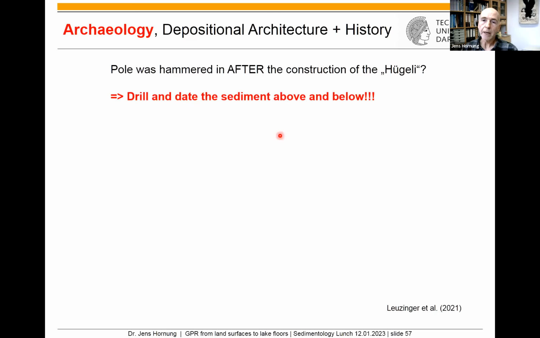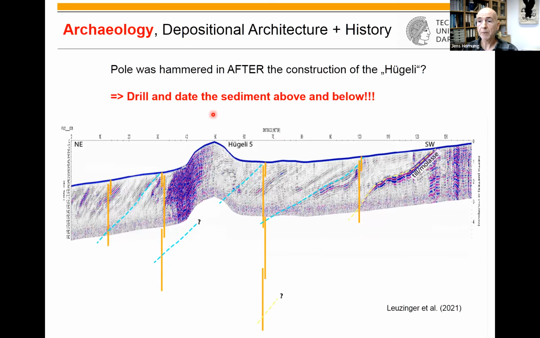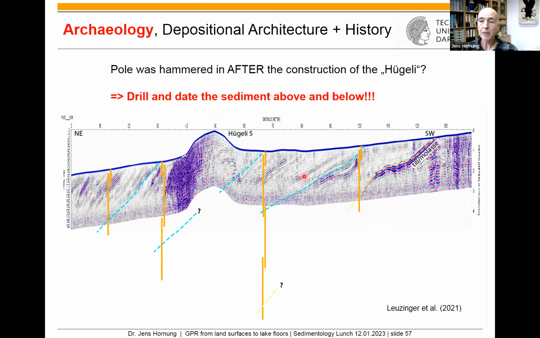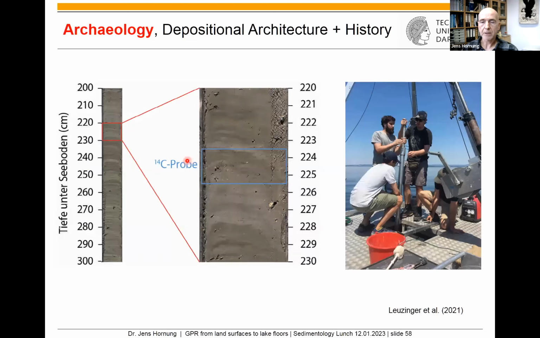However, some people argued that the pole was hammered after the construction of the hügeli through the hügeli, and that means we need to drill. And we have to date the sediment above and below, for example. So GPR is very nice to go for exact drilling locations so we can hit these layers and date them. And so that was done here with the layer where the blocks fell down or rolled down along the hügelis. So we do the sediment dating here, which gives us a minimum age of the hügeli. And that was the survey, that was the sample, lake sediments.